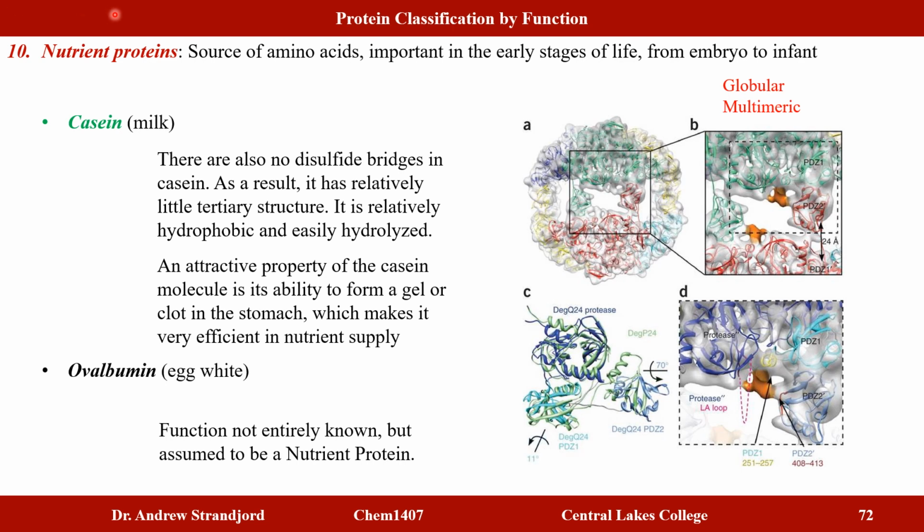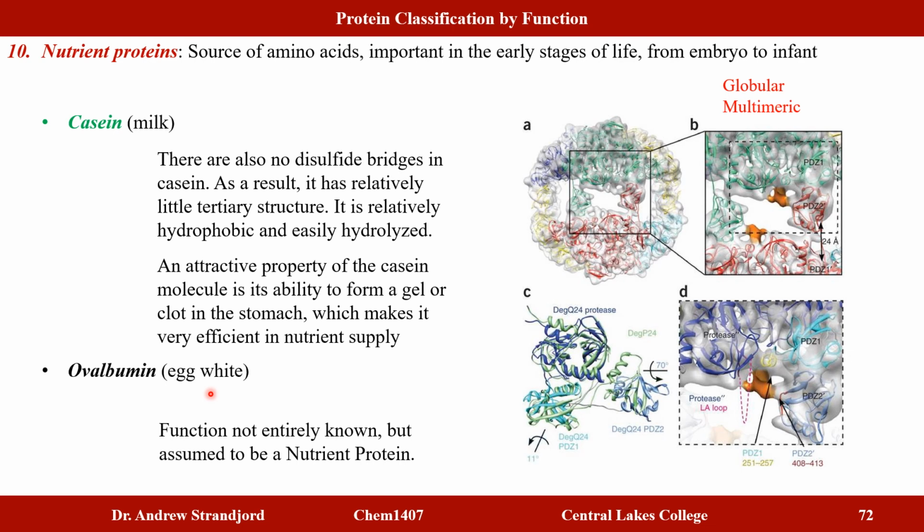A 10th class of protein based on function are the nutritional proteins. Nutritional proteins are an easy source of amino acids, and they're usually very important in early stages of life, all the way from the embryo through infancy. An example of a nutritional protein is the protein in milk, casein. Because there are no disulfide bridges in casein, they're relatively easy to hydrolyze. They also have an ability to form a gel and clot in the stomach, which makes them very efficient as a nutrient supply.